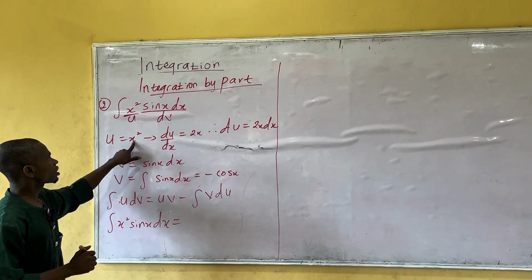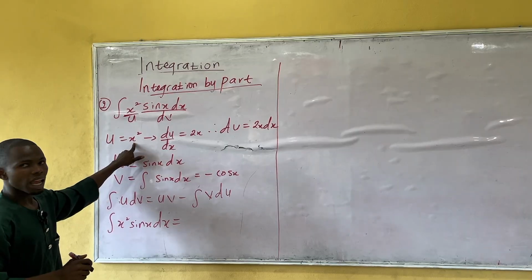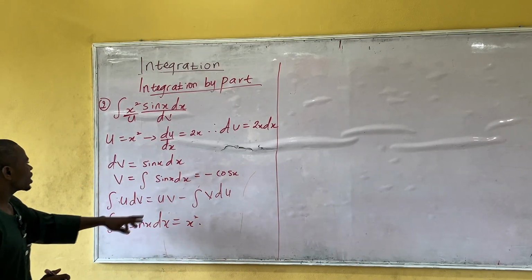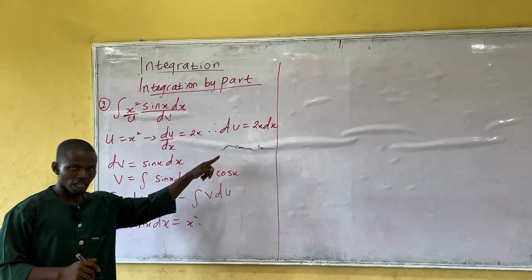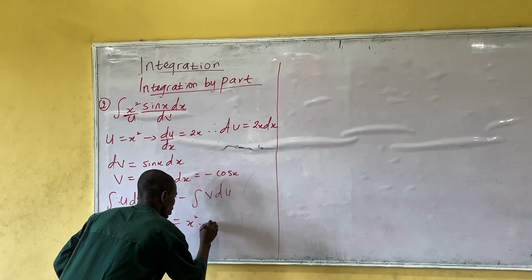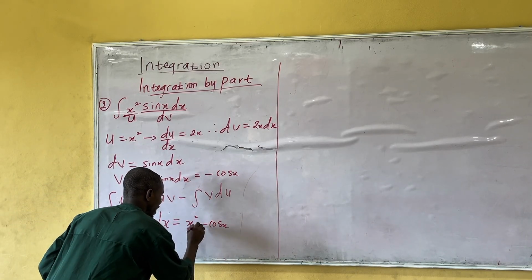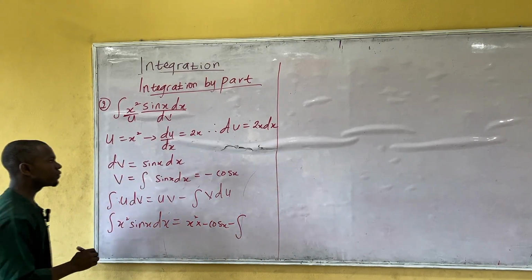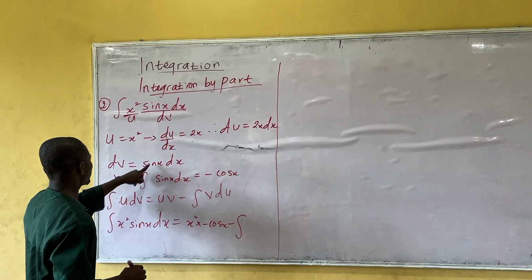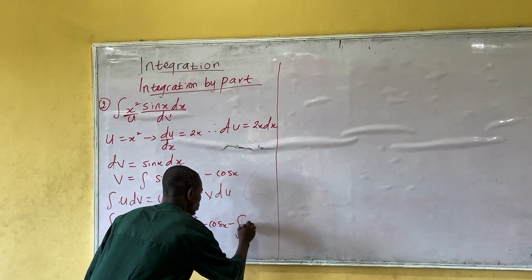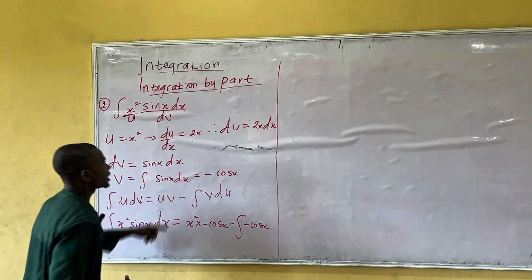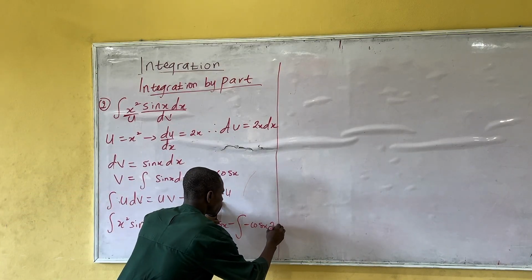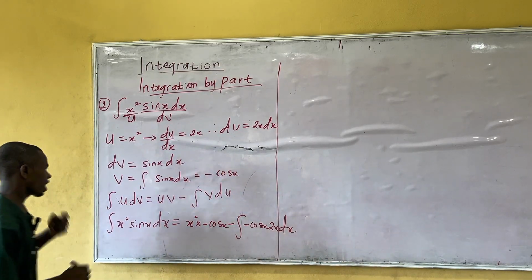My u is x squared, I'm following the formula. That is x squared times my v, which is minus cos x, minus the integral of v, which is minus cos x, times du, which is 2x dx.